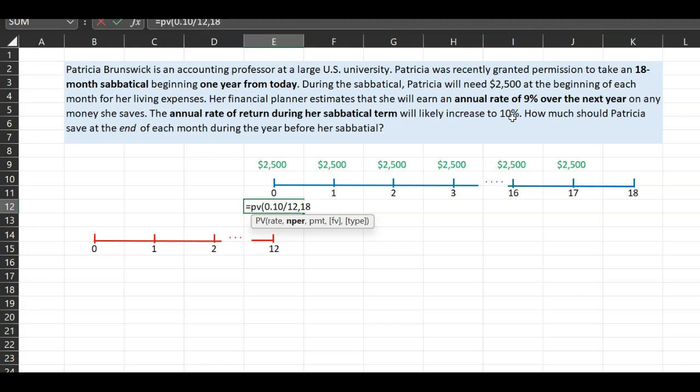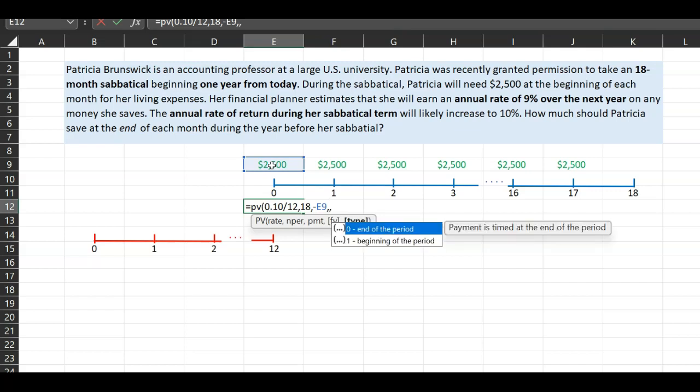Please note, this is very important. Your interest rate and your monthly intervals should be lining up, meaning that if you're looking at monthly withdrawals, your interest rate should be monthly as well. Now, the payment that you're looking to get, this is the annuity payment, this is $2,500. So I'm going to enter this as a negative so that the answer that I get is a positive number. There's no future value.